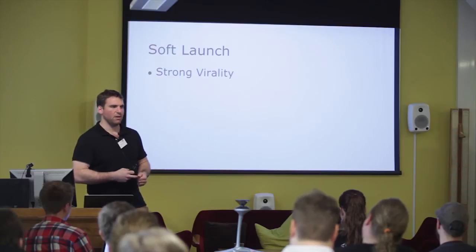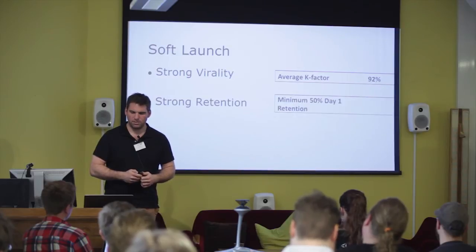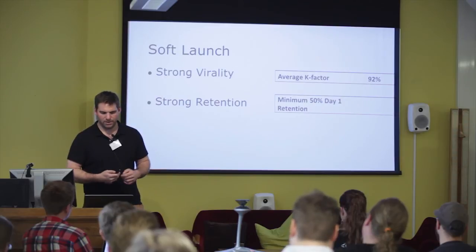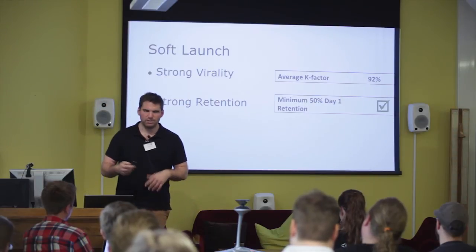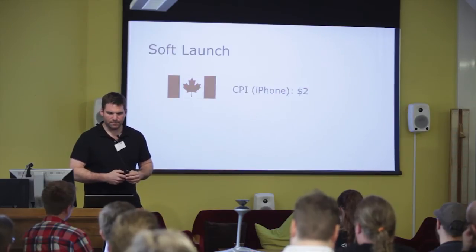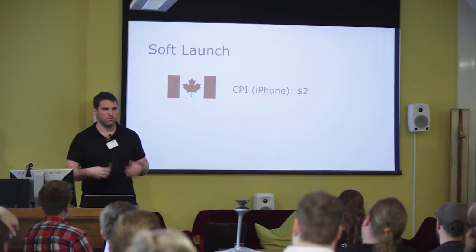So what did we see in the soft launch? It was very viral, with an average K factor of 92%. Strong retention, minimum 50% day 1 retention. I would tell you what it is, but I can't. I told them. Anyway, that was our goal. We had to have a minimum 50%, and it reached that. The CPI that we hit was $2 on the iPhone, so that's what we were paying per user.